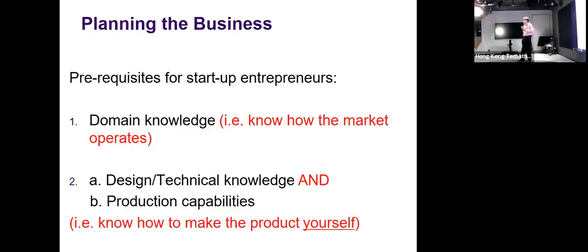Now, some of you may be discouraged. I won't be discouraging. In order to have a startup, the prerequisite of a startup entrepreneur is that you must have the domain knowledge and the technical and production knowledge. Meaning, you must know how the market works, because you are a startup. You are not Procter & Gamble, you are not CSL, you are not Samsung, you are not Apple. So you have to do everything. So you must know how the market works, which is what I call the domain knowledge.